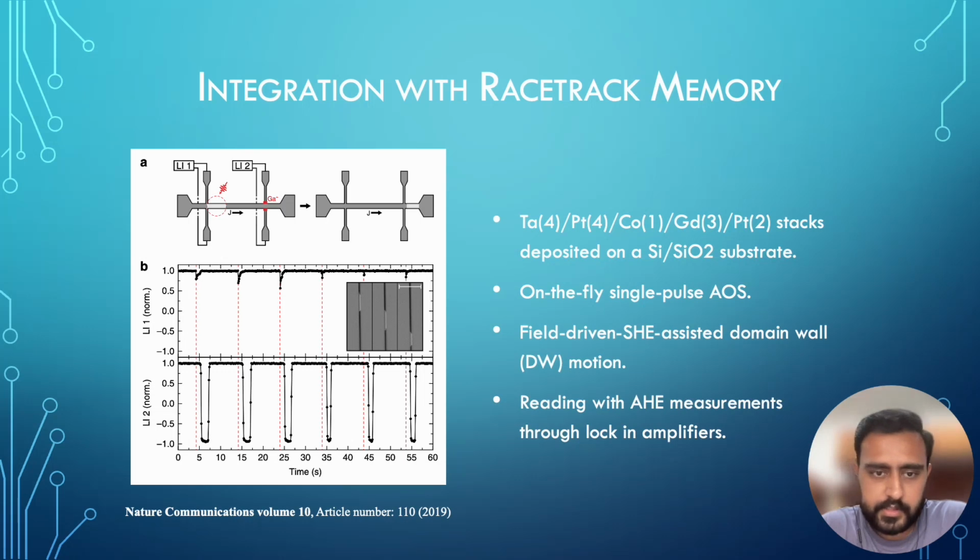The red dotted circle, which is shown on figure A, illustrates the region exposed by the laser pulse, and figure B, which is the bottom figure, shows the normalized AHE signal of the two Hall crosses as a function of time. The red dotted lines mark the beginning when the writing is done by AOS, and the bottommost plot tells you the arrival of that domain wall after being driven by SHE through the length of the wire.